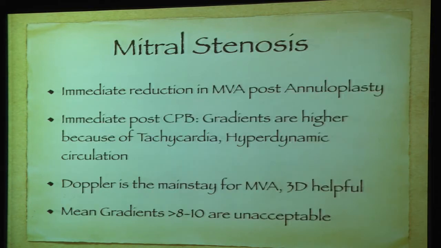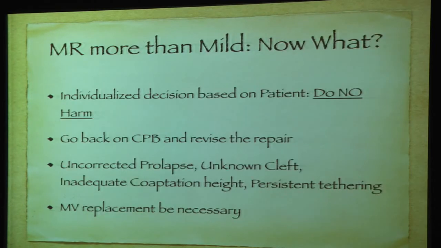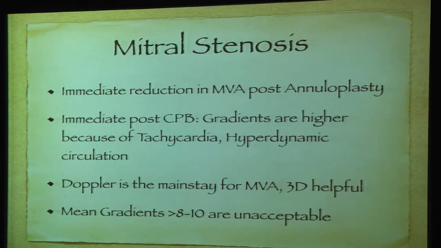Okay. Why do you have leaks? You have leaks because you have uncorrected prolapse. You have an unknown cleft that got unmasked while they were doing valvuloplasty. Inadequate coaptation height. The whole goal of annuloplasty is to have a coaptation height of more than 8 millimeters or 1 centimeter at least. Okay. Persistent tethering and mitral replacement may be necessary in these cases.